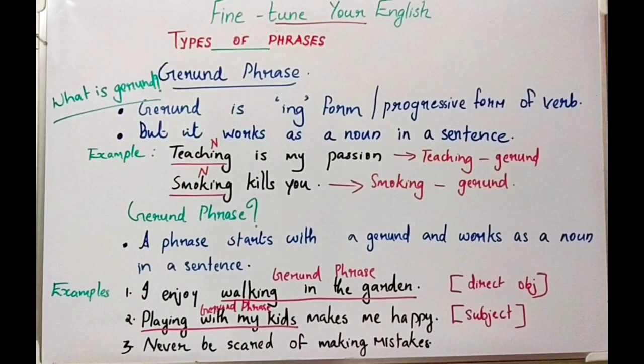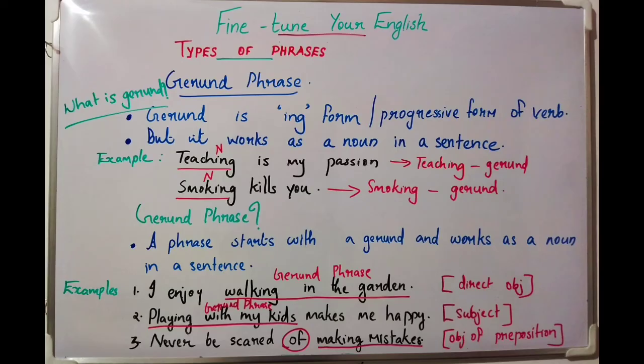Okay, then see the next example. Never be scared of making mistakes. Here, making mistakes is a gerund phrase and it acts as an object of the preposition of. Just after of it comes, and it is a noun too. So it is the object of the preposition of. So here we had discussed three functions of a gerund phrase.